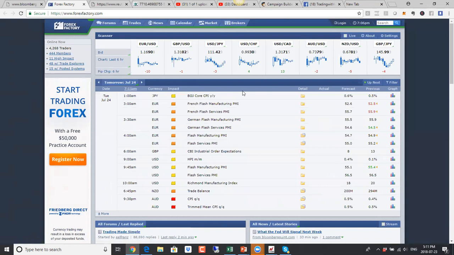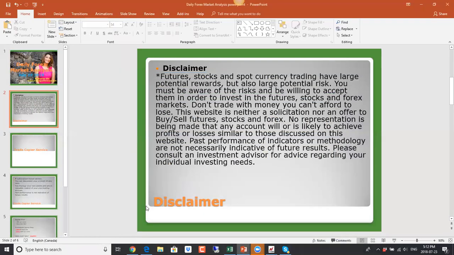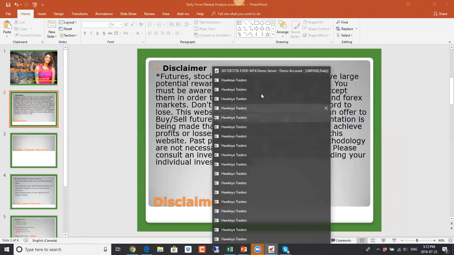And PMI numbers are important, so bear that in mind. For pound, nothing important, and some more PMI numbers for the US. Important number here is the CPI inflation number for Australia. Again, CPI is a very important number that the central banks will track, so just keep that in mind. And if the numbers are amiss, that will have a negative impact on Australia. But other than that, we are pretty mild in terms of news.